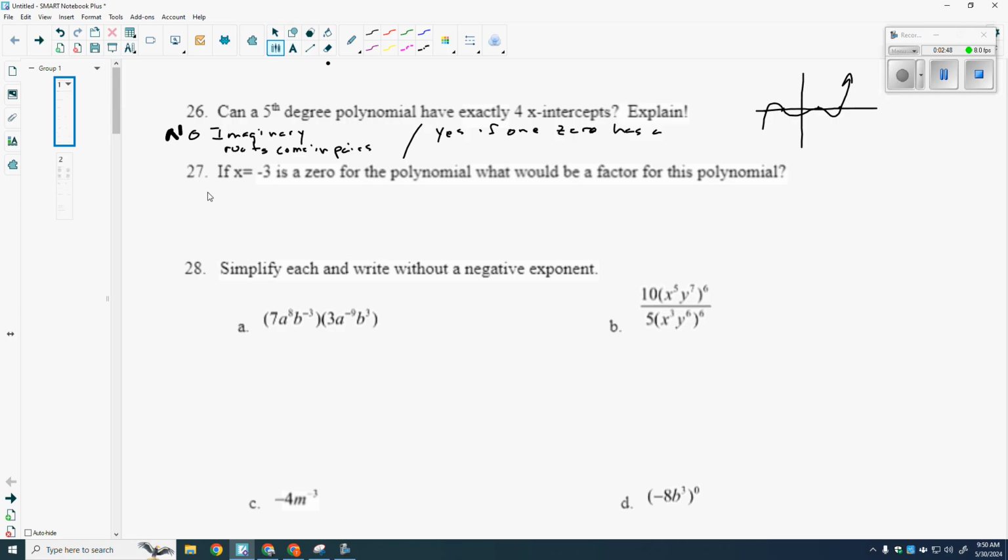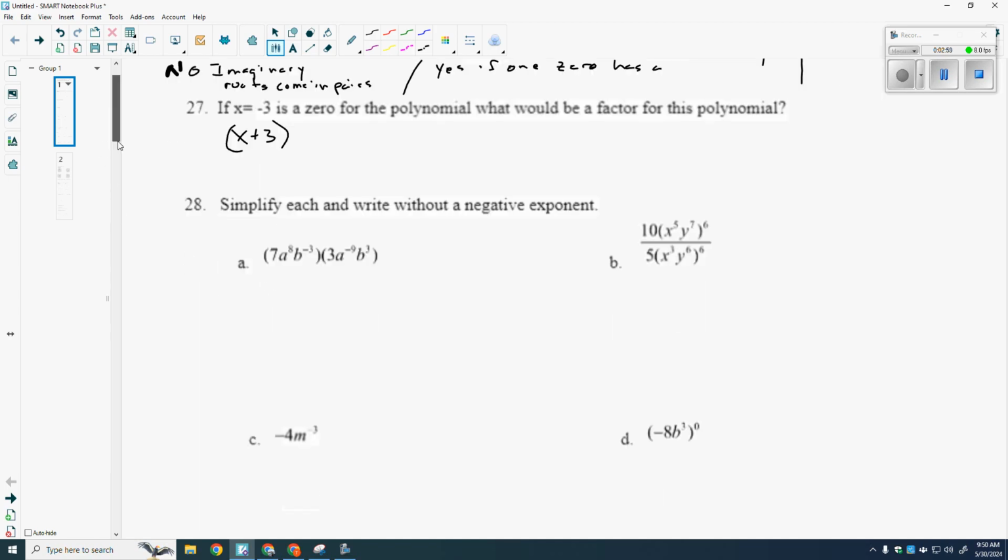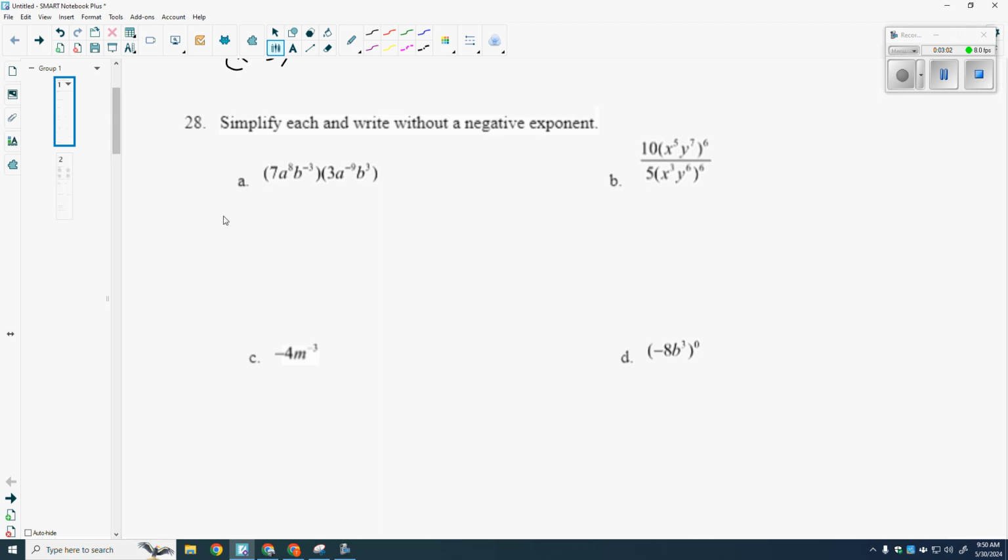If x equals -3 is a 0, what would be the factor? X plus 3. Remember, the 0 is what makes the factor 0. Simplify each expression. I'm just going to multiply like terms. So 7 times 3. When I multiply like bases, I add the exponents. B minus, that becomes 0. So b to the -3 times b to the +3 is b to the 0, which is just 1. No negative exponents. I have a negative exponent, so I can write that as 21 times 1 over a, which would be better written as 21 over a.